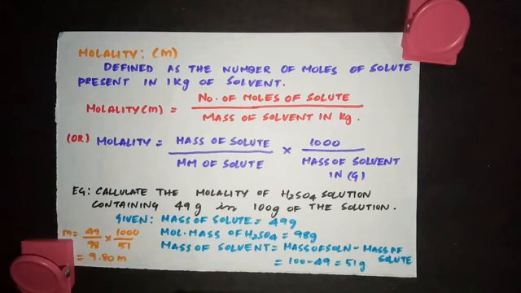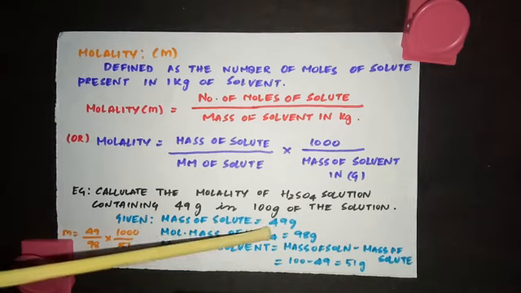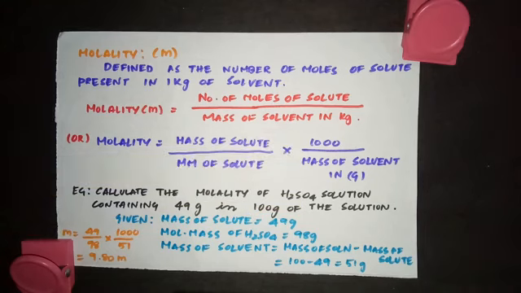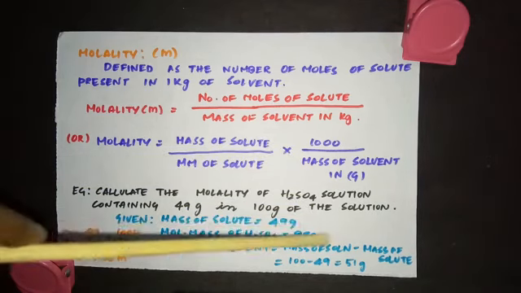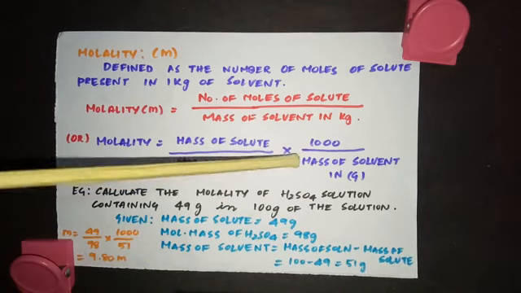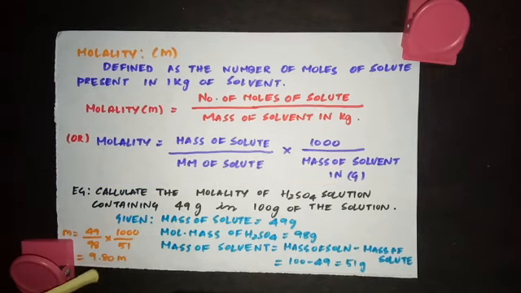What is the mass of solvent now? 51 gram. Mass of solute I know is 49. For the molar mass of solute, if you calculate for sulfuric acid, for 2 hydrogens, for sulfur it is 32, and for oxygen it is 16, 4 into 16, so you get 98 gram. So mass of solute 49 divided by 98 into 1000 divided by 51. So I am getting 9.80 small m. So this is the molality of the given solution.